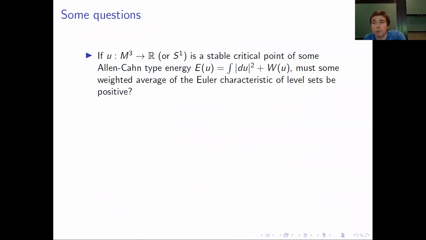So finally, I'll just finish with some questions. The first one is kind of a technical one, but given the initial motivation for this, it bugs me. Let's just focus on the scalar valued case. Given some stable critical point of some Allen-Cahn type energy, like the ones I talked about at the beginning, is it necessarily the case that, say, some weighted average of the Euler characteristic of the level sets is positive?